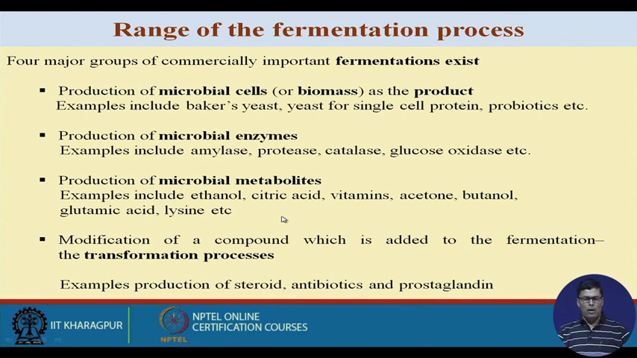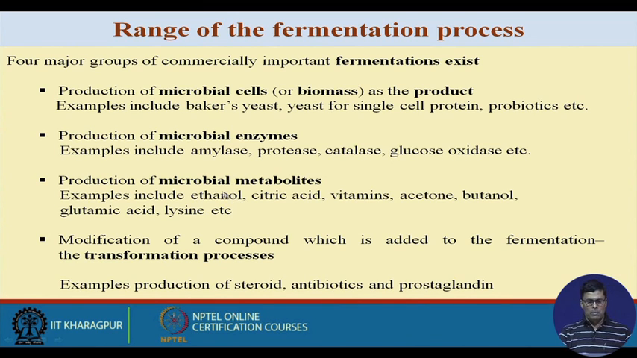Now the range of the fermentation process: four major groups of commercially important fermentation exist. One is the production of microbial cells as the product. Examples include Baker's yeast, single cell protein and probiotics. This is one type, and second is the production of microbial enzymes. Enzymes, as I told you, are used not only for the pharmaceutical sector, but also for industrial purposes. For detergents we use this, and also for the production of high fructose corn syrup. Also it is used for the formation of biosensors.